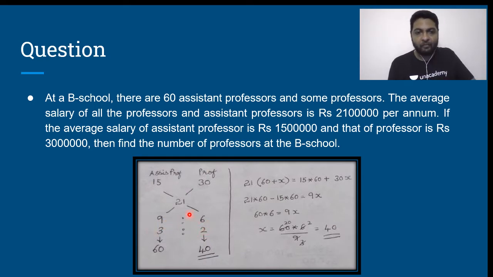The ratio of assistant professors to professors is 3:2. Given that there are 60 assistant professors, if 3 corresponds to 60, then 1 corresponds to 20, therefore 2 corresponds to 40. So my answer is 40. Without doing any of this calculation, we can directly get the answer.